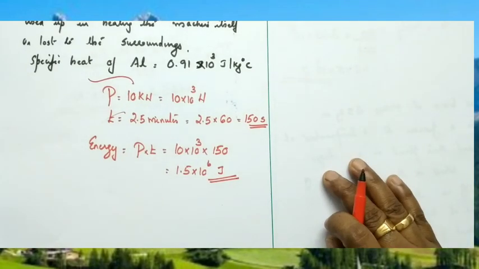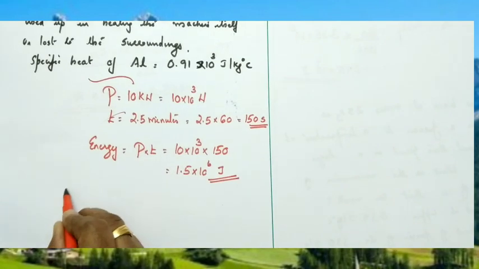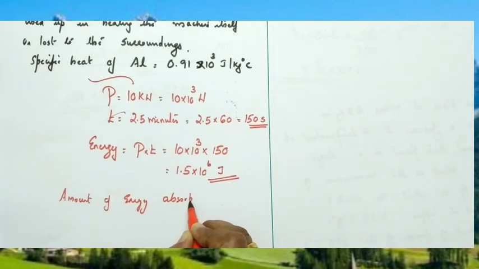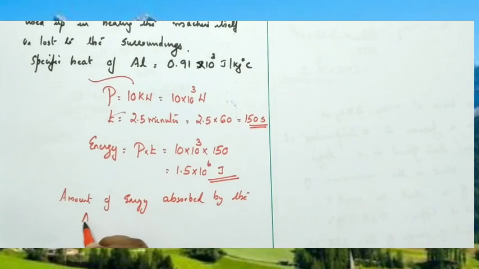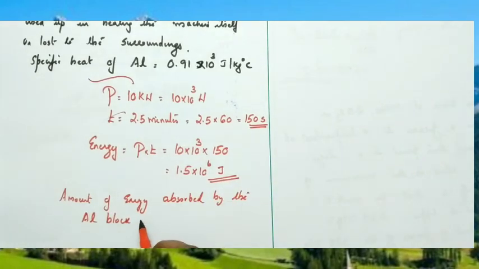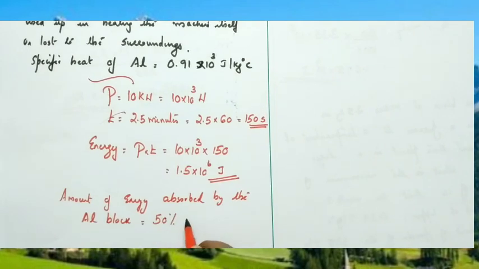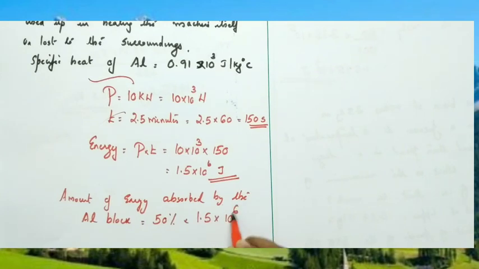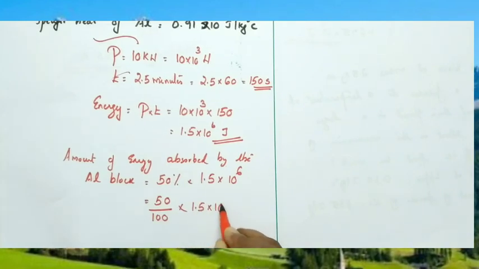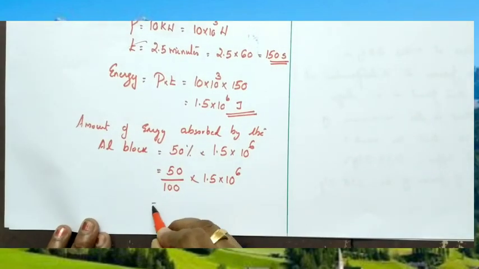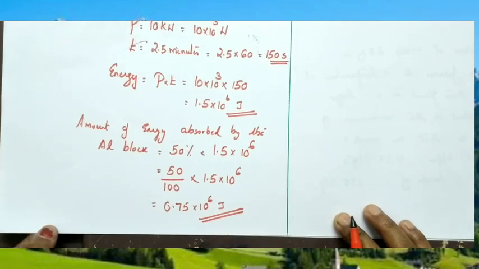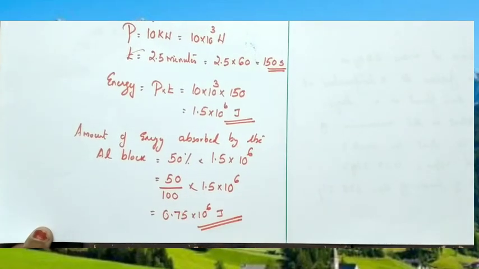Out of 1.5 into 10 raised to 6 joule, only 50% is used for heating purposes, and the remaining 50% is lost to the surroundings. So the amount of energy absorbed by the aluminium block is 50% of this total energy. 50% means 50 by 100, into 1.5 into 10 raised to 6, and it is equal to 0.75 into 10 raised to 6 joules.